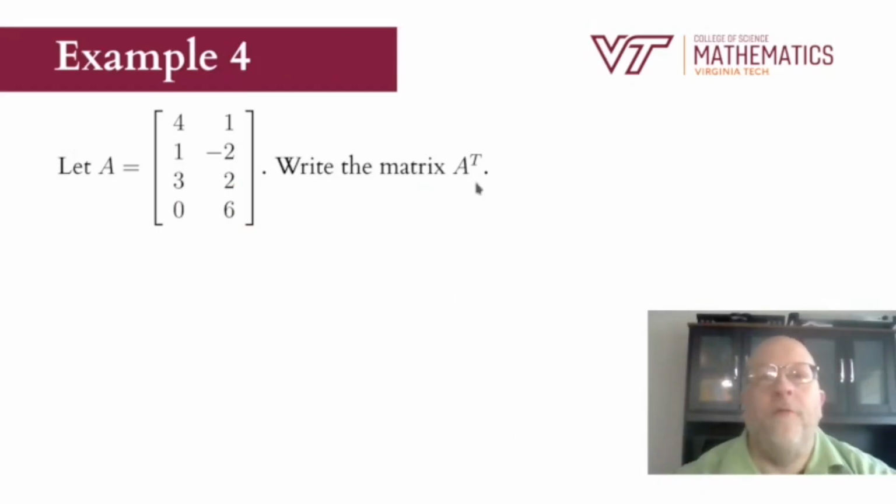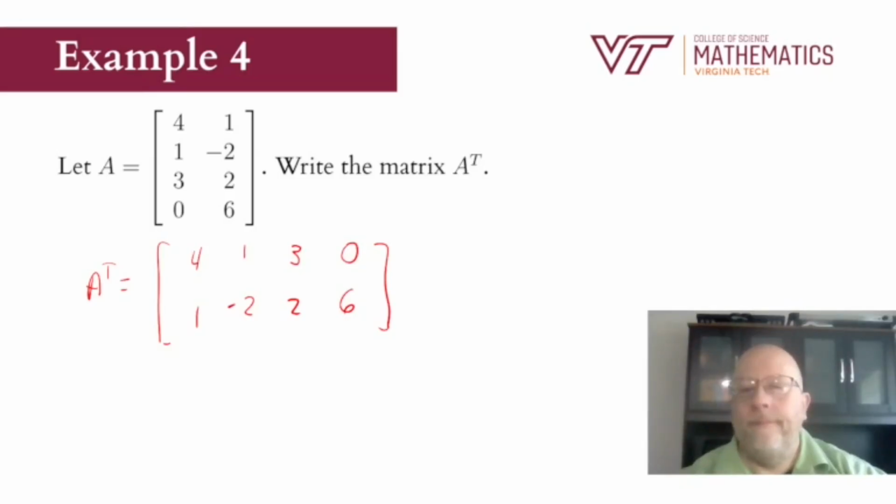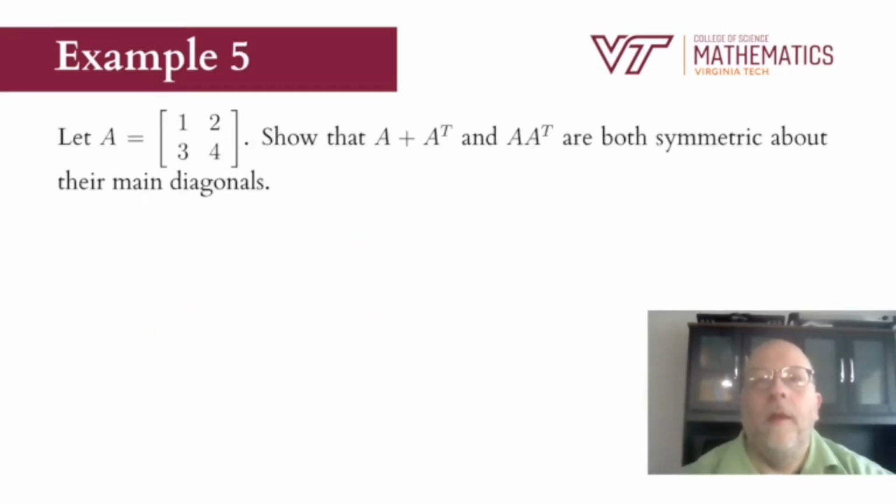So in this example, if we wanted to write the matrix AT, that's easy to do. We just take the same data, we just write the rows going down. 4, 1, 1, -2, 3, 2, and 0, 6. We want to show a pattern here. So we want to show what happens when we add a matrix to its transpose and what happens when we multiply a matrix by its transpose.